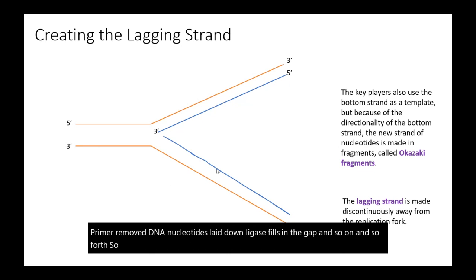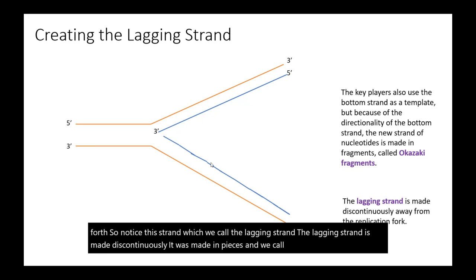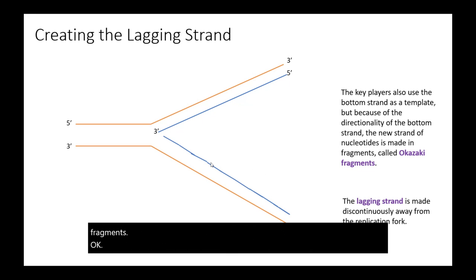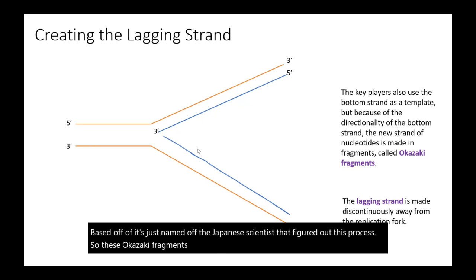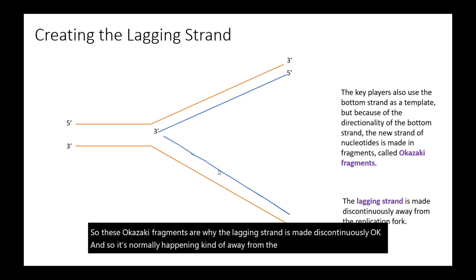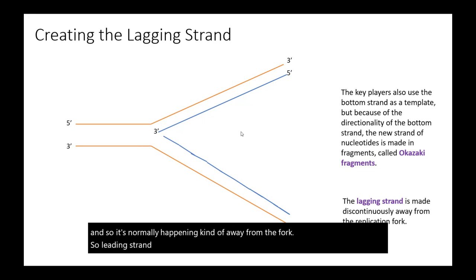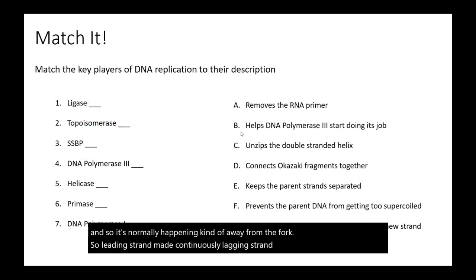So notice this strand, which we call the lagging strand, is made discontinuously. It was made in pieces, and we call those pieces Okazaki fragments, okay? It's just named after the Japanese scientist that figured out this process. So these Okazaki fragments are why the lagging strand is made discontinuously, okay? And so it's normally happening kind of away from the fork. So leading strand made continuously, lagging strand made discontinuously.